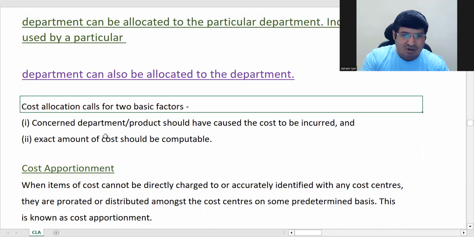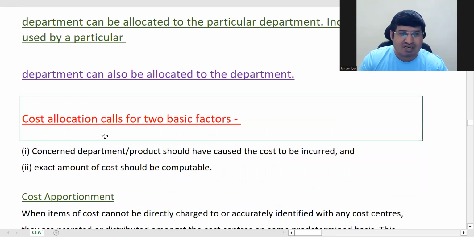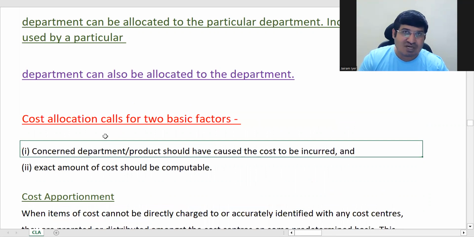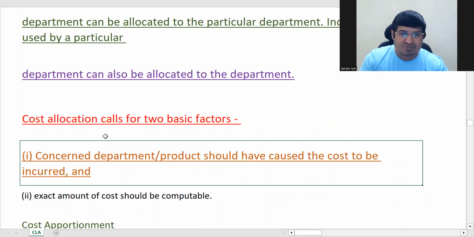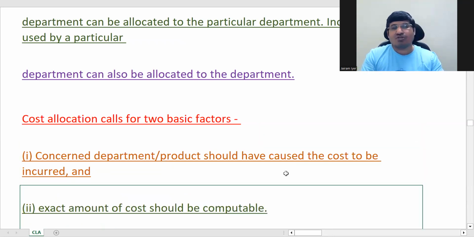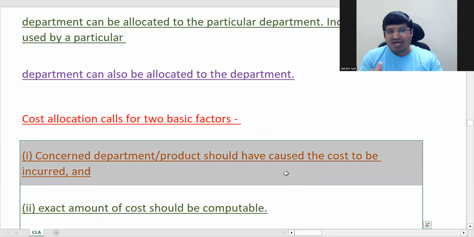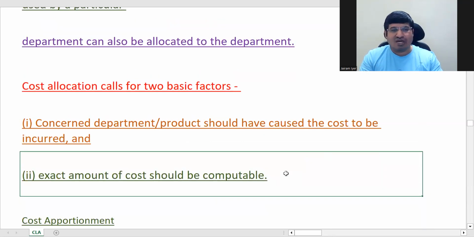Allocation calls for 2 basic factors. What are the qualities needed for which you will allocate costs? The concerned department or product should have caused the cost to be incurred. So that department needed those employees directly. It must have caused the cost to be incurred, and the exact amount of cost should be computed. So it should be a very direct relation. Only then can you allocate cost.